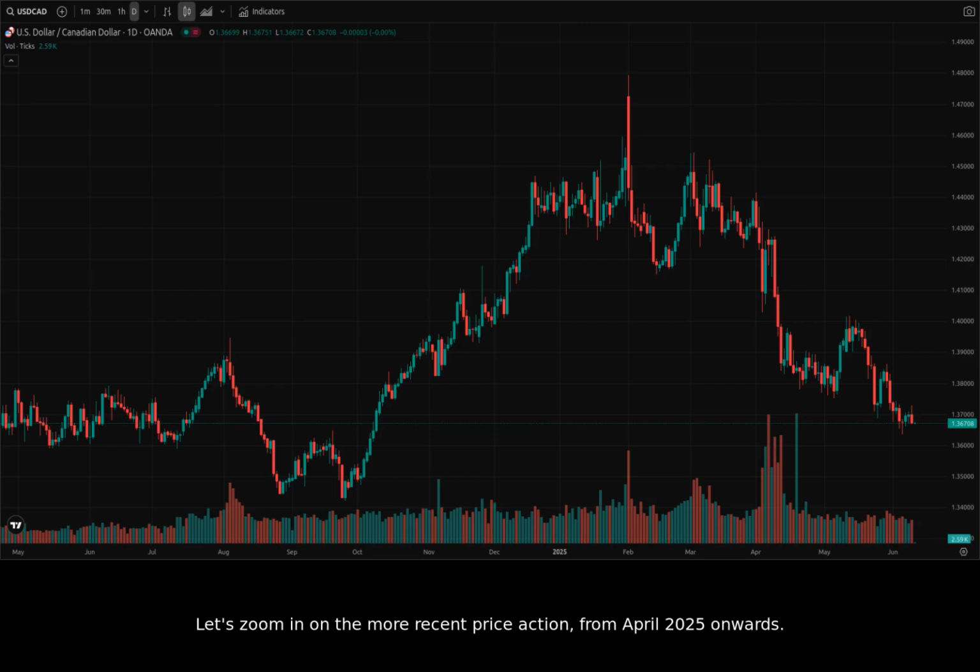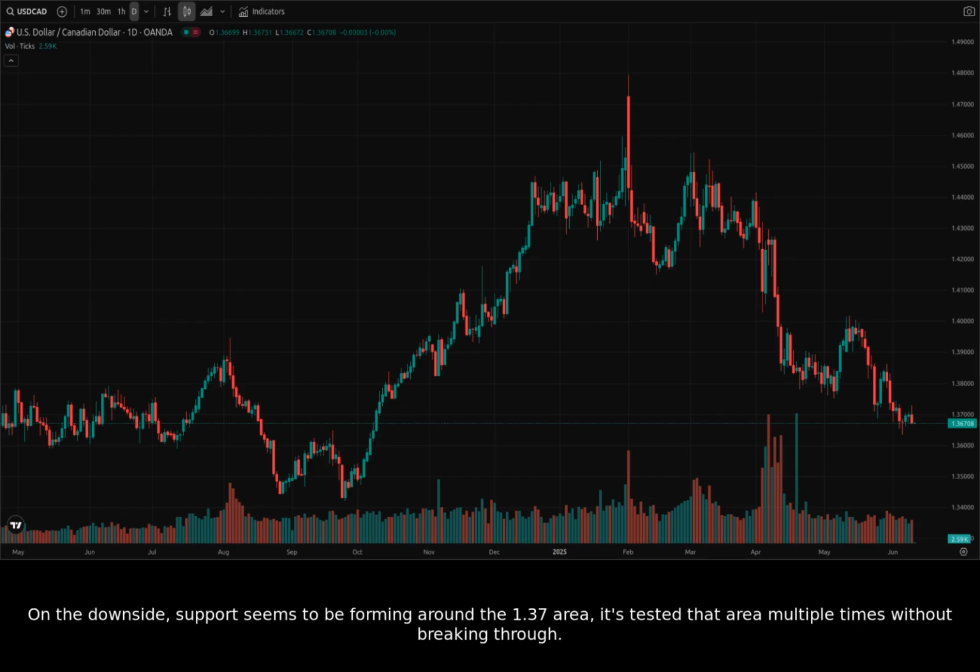Let's zoom in on the more recent price action from April 2025 onwards. We can identify a potential resistance level around 1.475, where price previously failed to break through. On the downside, support seems to be forming around the 1.37 area. It's tested that area multiple times without breaking through.